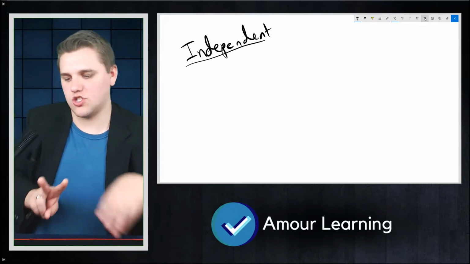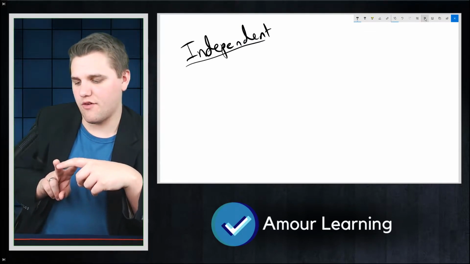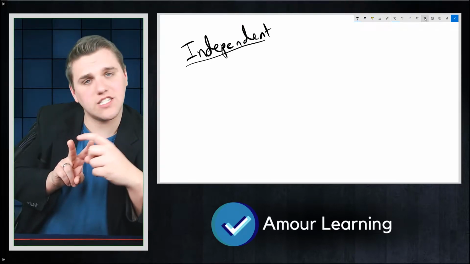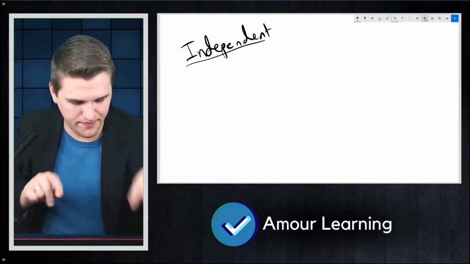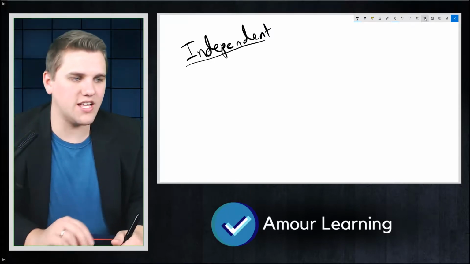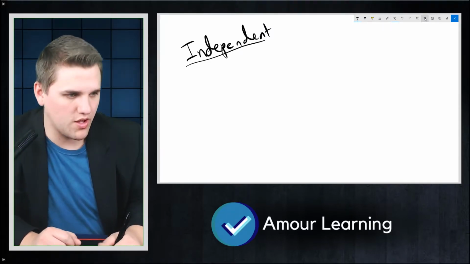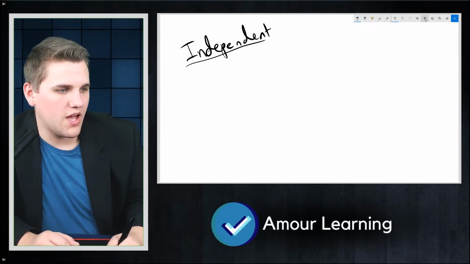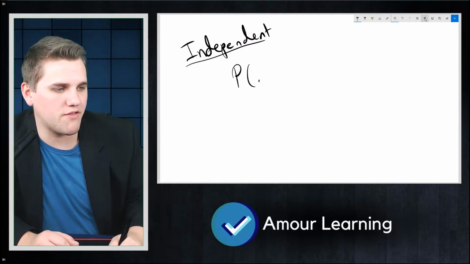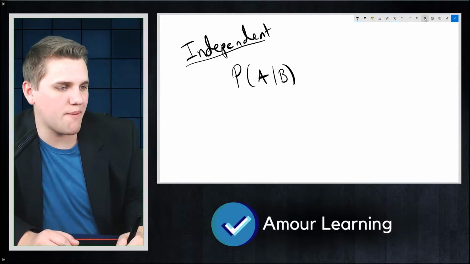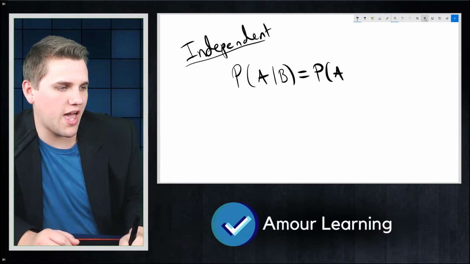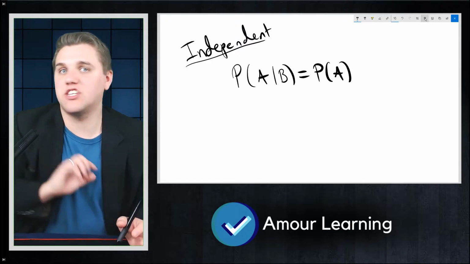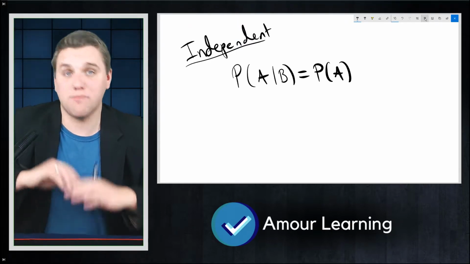Well, the idea is two events are independent of each other if this event does not influence this event in any way, and likewise this event does not influence this event in any way. So there's no influence between the two events. A way of saying that is the probability of A, given that B has already happened, is still just the probability of A. So whether or not B happens, it doesn't matter. The probability of A is the probability of A.